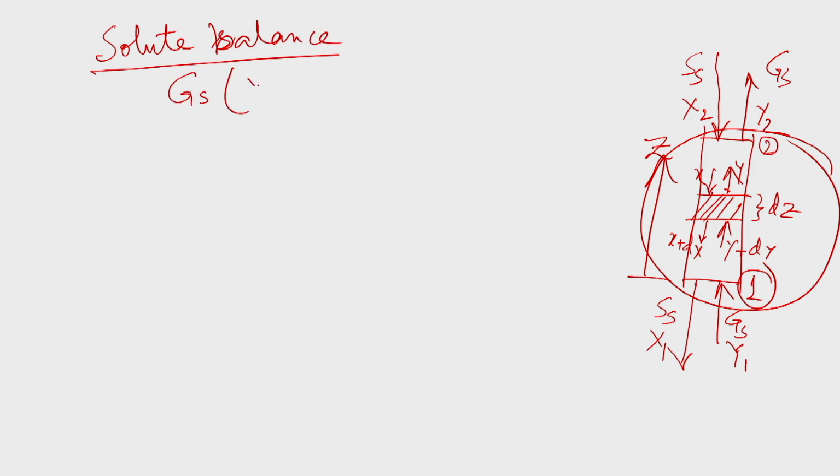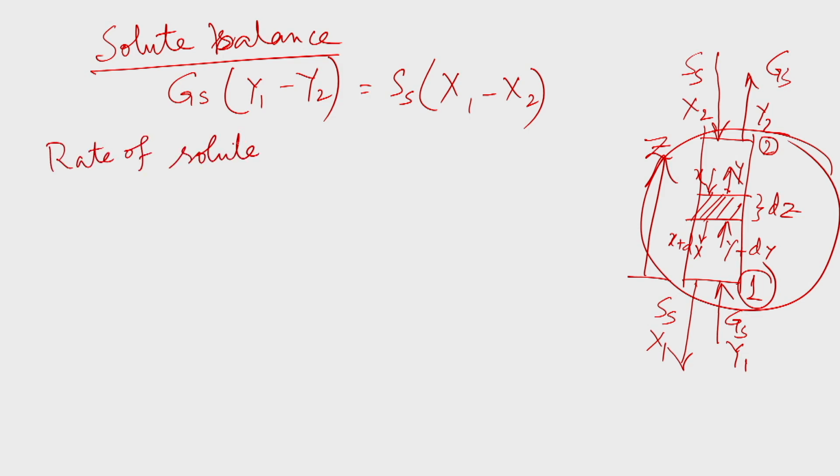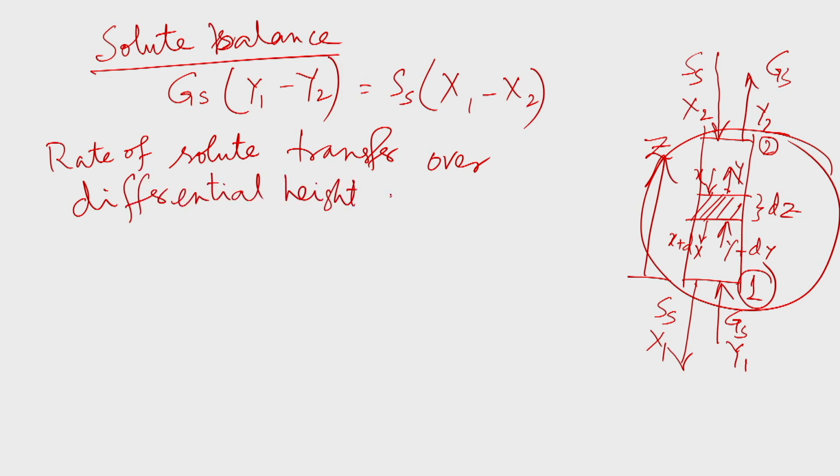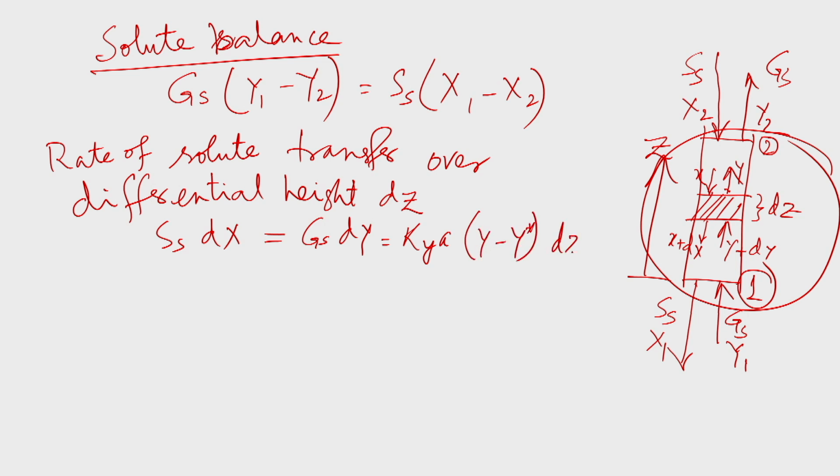So then it will be Gs into (y1 minus y2), that will be equal to Ss into (x1 minus x2), and the rate of solute transfer over this differential height dz will be like this: Ss into dx is equal to Gs into dy, which will be equal to Ky a into (y minus y star) into dz.